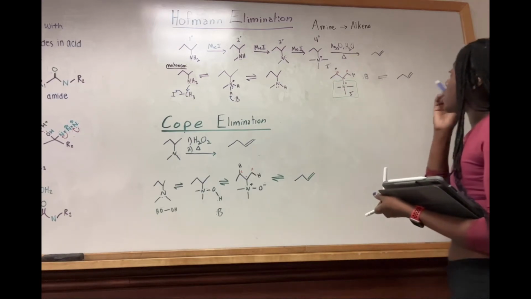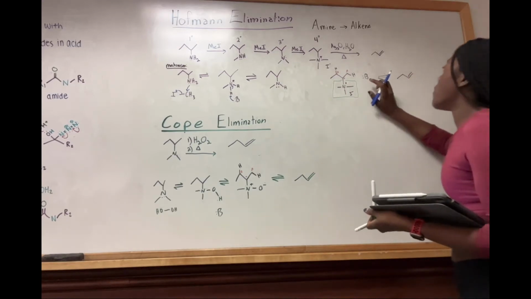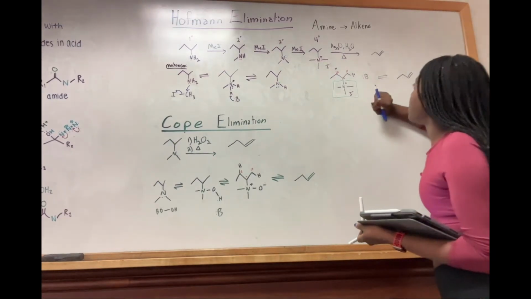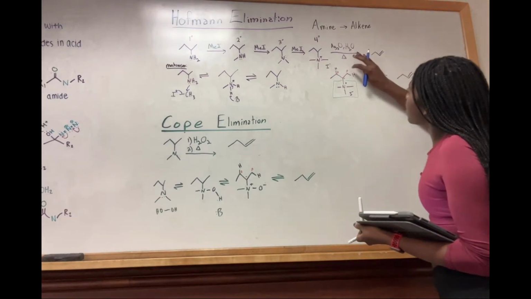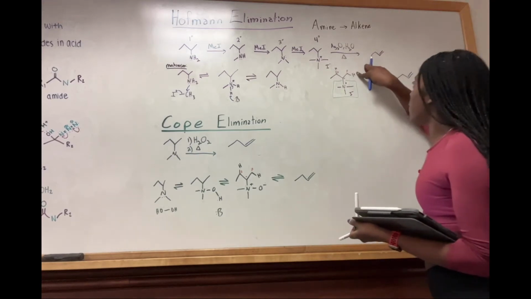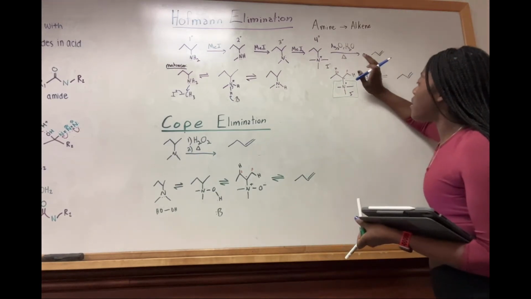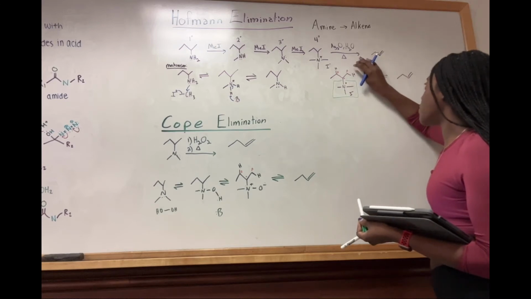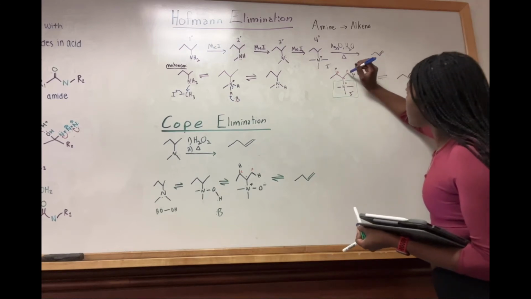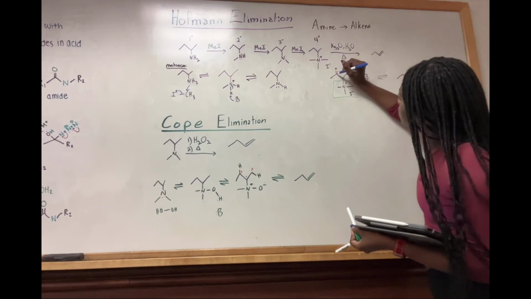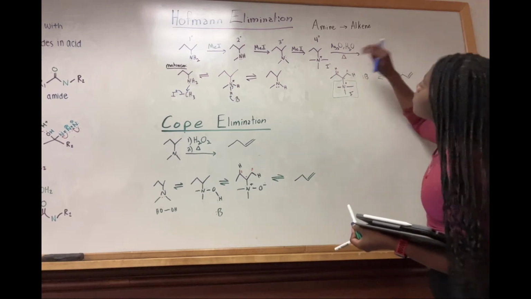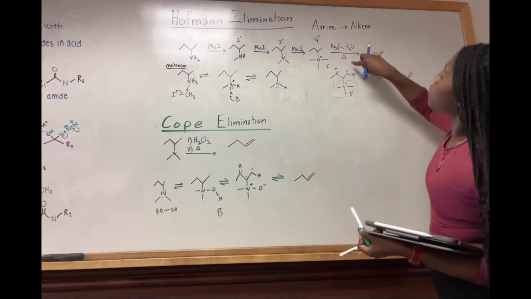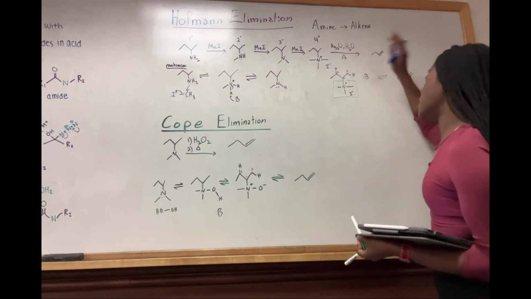Now the elimination involves a base deprotonating a beta carbon proton. So we have two beta carbons with protons on them, but the Hofmann elimination will form the least stable or least substituted product. So this carbon is connected to that carbon, this carbon is connected to two carbons, so this one's more substituted. So we're going to deprotonate at this beta carbon, which will make the less stable product.